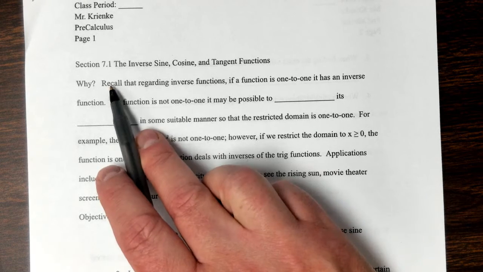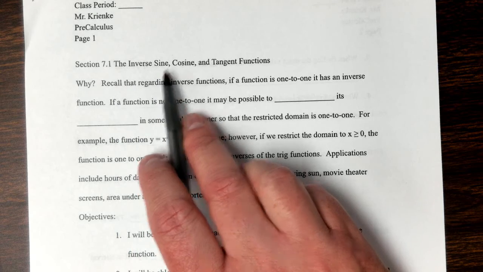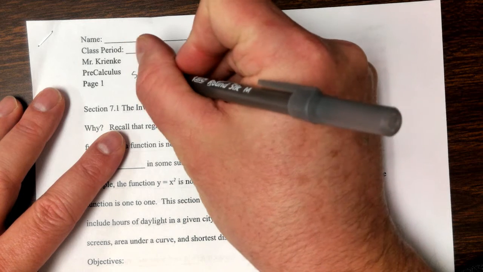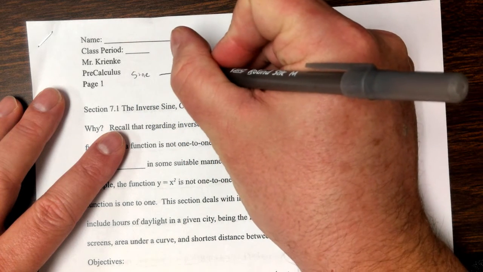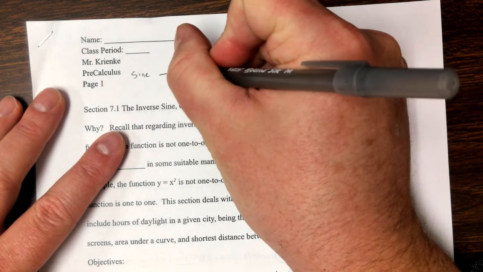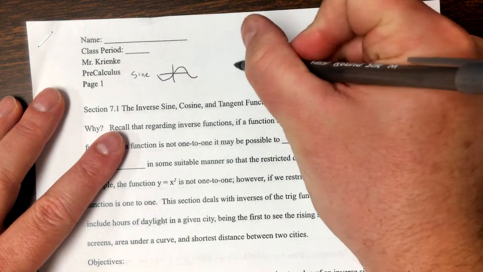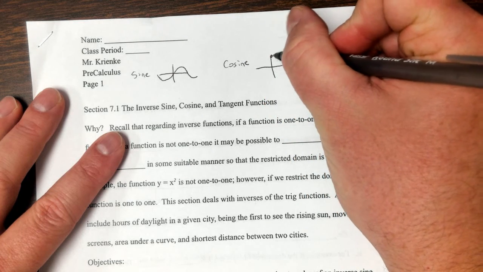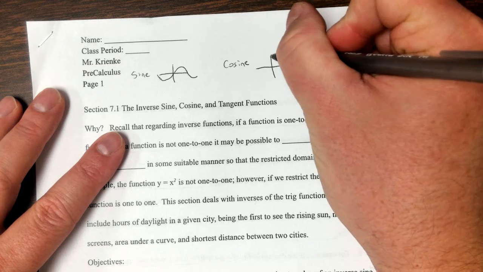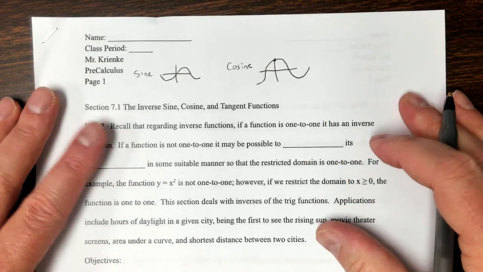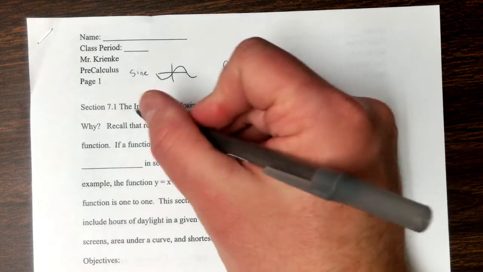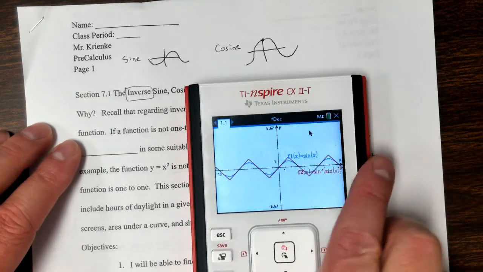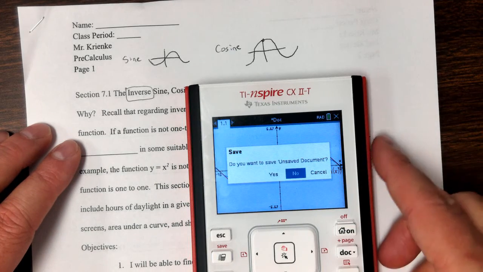Okay, so now we're on 7.1, and we're talking about the inverse sine, cosine, and tangent functions. So remember, the regular sine function was the one that went through the origin, like that, and the regular cosine function looked like that. And so now what we're doing is we're doing the inverse. And so in this case, what we're going to use is the bottom row.